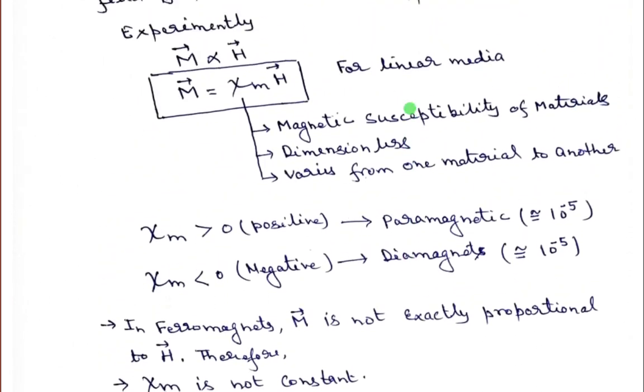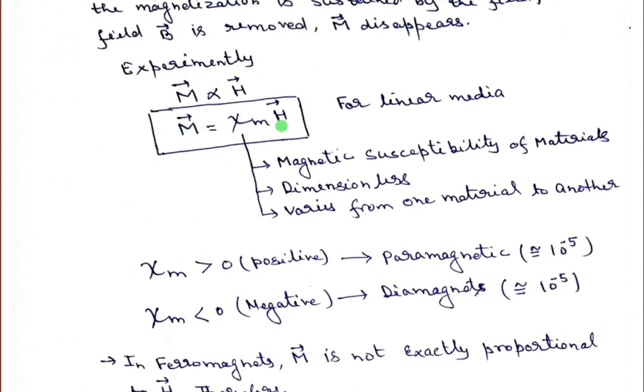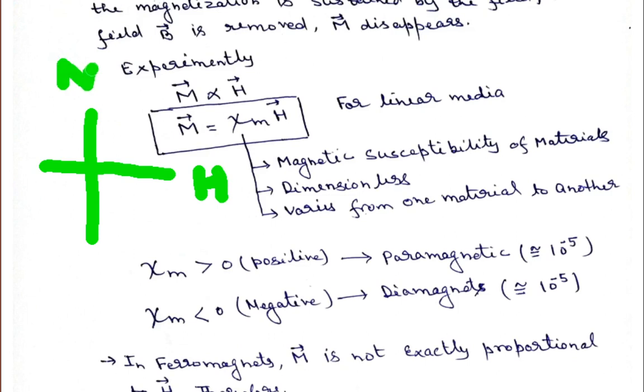But if you plot the M versus H curve for a paramagnetic material, you will get a straight line. Let us say this is H and this is M. If you plot a graph between M versus H for a paramagnetic material, you will get a positive straight line with slope chi m, and the slope chi m will be positive. That means it is a paramagnetic material.